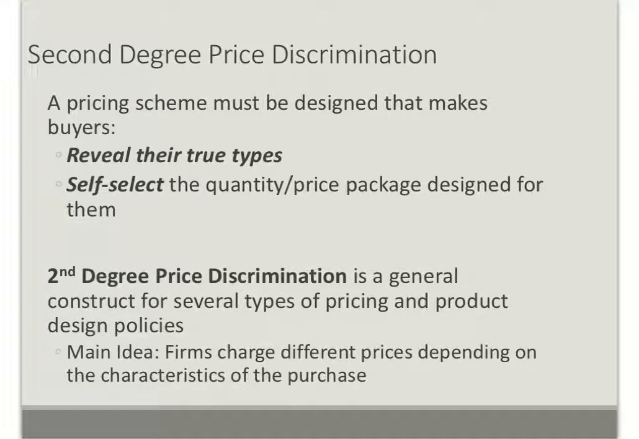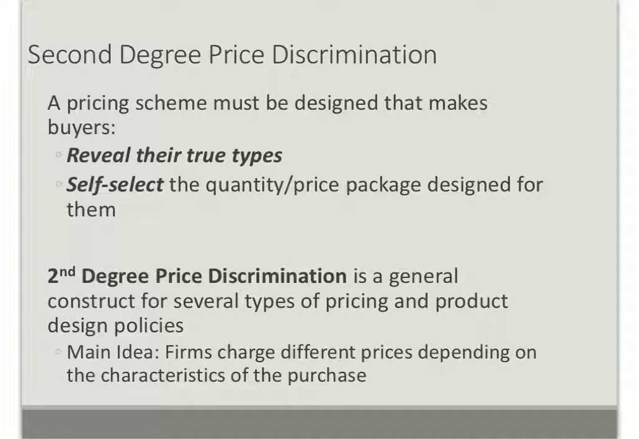Okay, so second degree price discrimination is a category that incorporates a whole bunch of different pricing and product design policies. But the main idea here is that firms charge different prices depending on the characteristics of the purchase. So they're going to set up a system, and on the next slide I'll give you some examples of how this could look and how you encounter this pretty much daily in your lives.